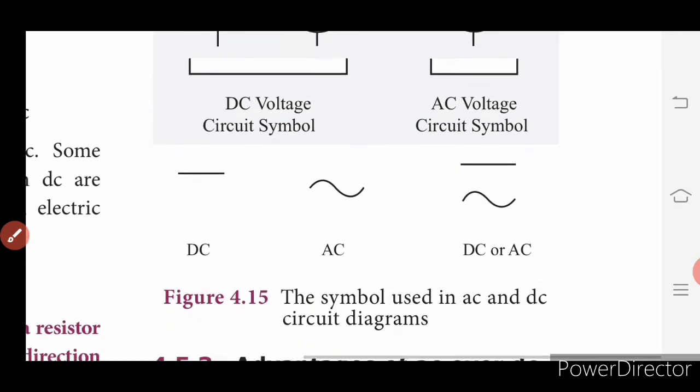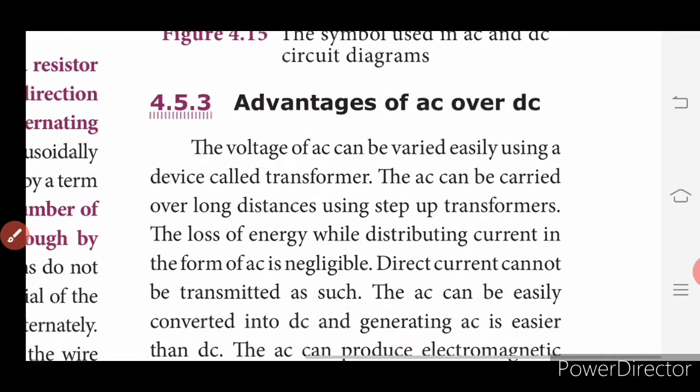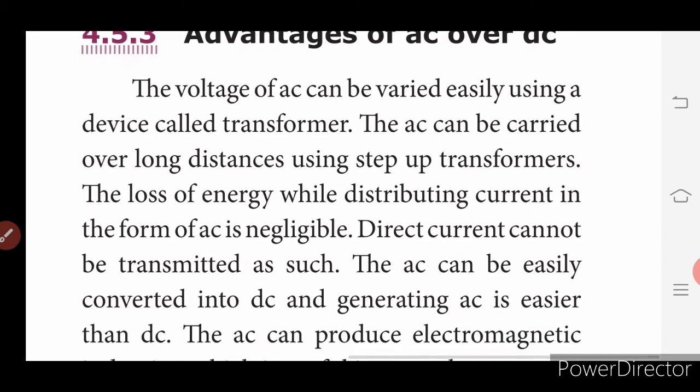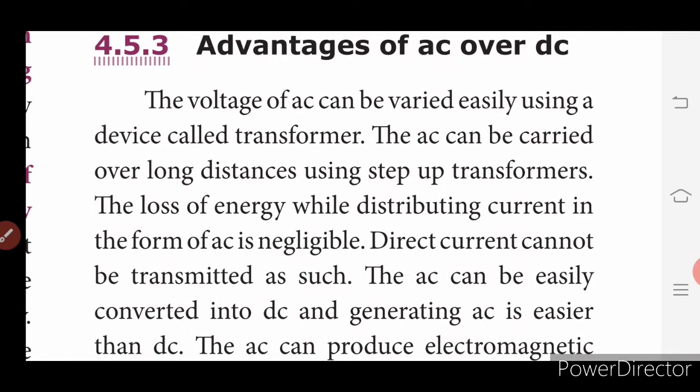Okay, so what are the advantages of AC over DC, alternating current and direct current? The voltage of AC can be varied easily using a device called a transformer. This is also a familiar name you would have known. A transformer converts the voltage, so it can be varied easily. Direct current cannot be transmitted as such. You cannot transfer direct current.